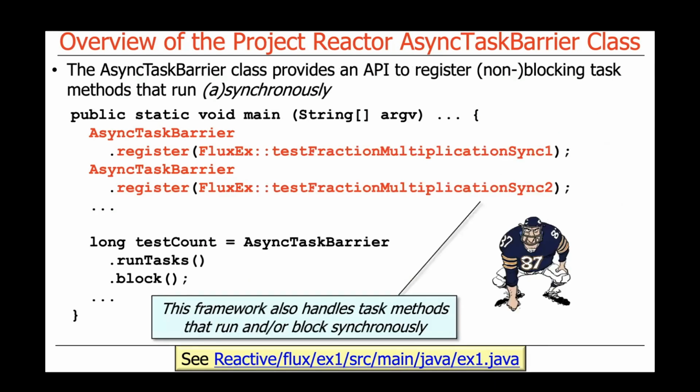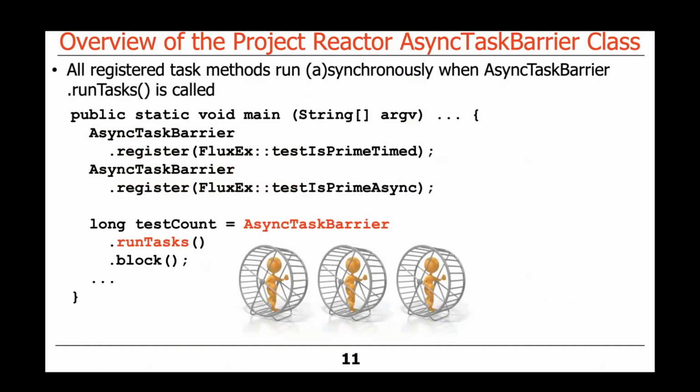By the way, we can also register synchronous methods if we want. We also have some examples where we just show how you can do things synchronously. That also works. It's not as interesting, but it works. Let's say, for sake of argument, that we use things asynchronously, though, asynchronous methods, so they run in background threads. When we call the runTasks method on the AsyncTaskBarrier, that will go ahead and start up all those asynchronous registered methods to run concurrently in background threads. That's what I'm kind of showing here with the little gerbil wheels.